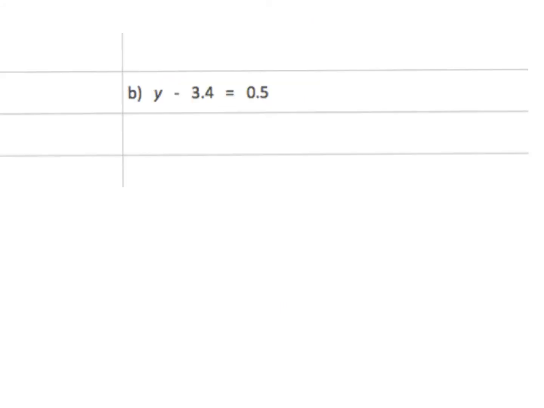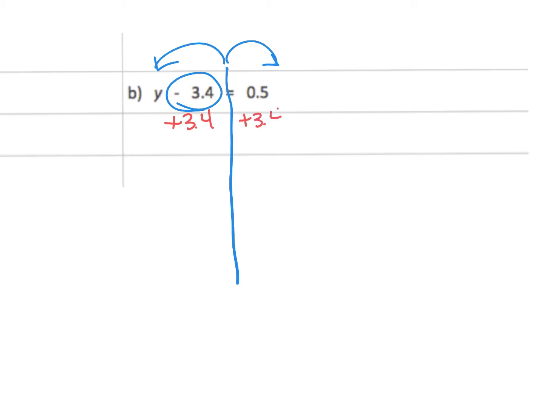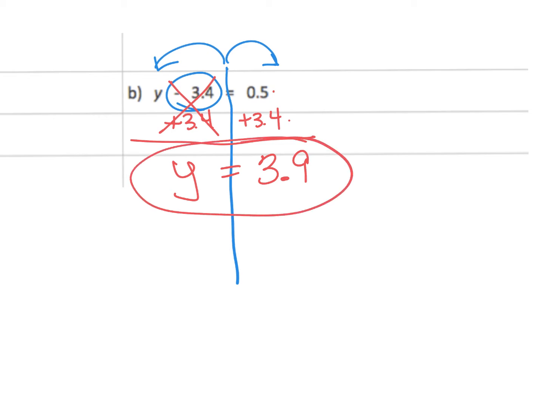Write this one down in your notebooks. It's the same thing. I'm going to draw a line down through the equal sign. So whatever I do on one side, I have to do on the other. And I'm going to do the opposite. They're subtracting 3 4/10, so I'm going to add 3 4/10 on both sides. So subtracting 3 4/10 and adding 3 4/10 cancels out, leaves me with y by itself. So 5/10 plus 3 4/10 is 3 9/10, and there's our solution.